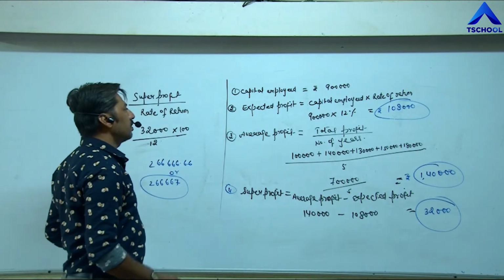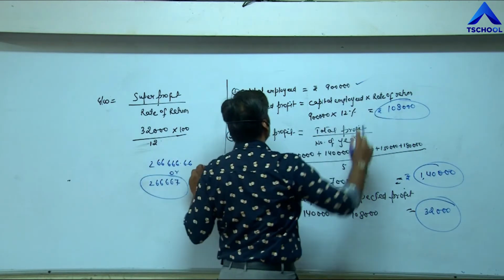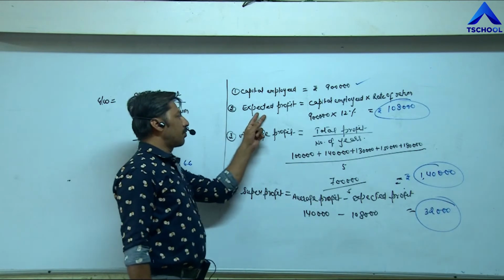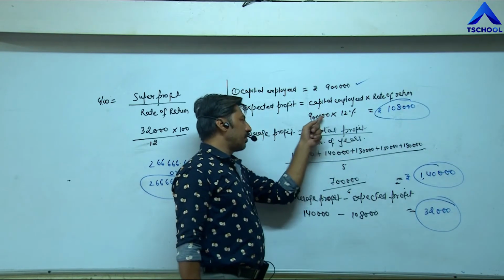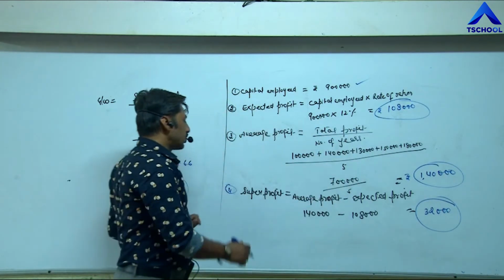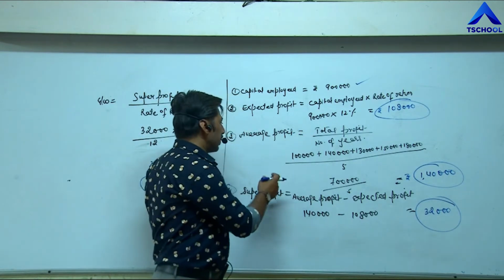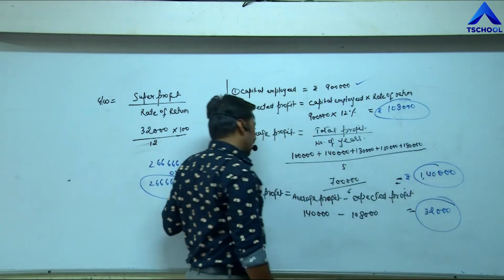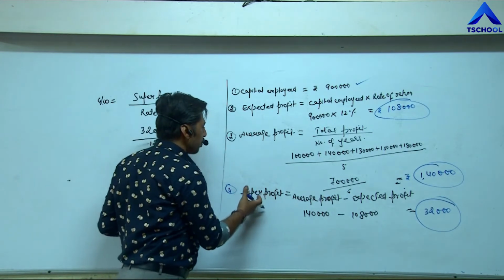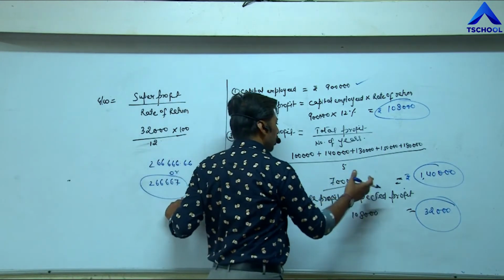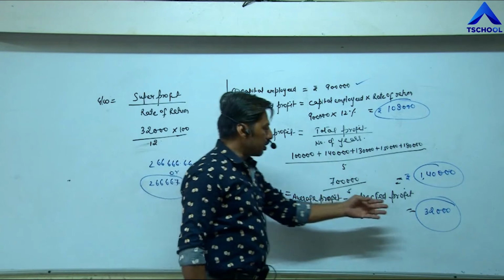So again, in this question, capital employed is given as 9 lakh rupees. Then we have to find expected profit: capital employed into rate of return, means 9 lakh into 12%. 12% of 9 lakh is 1 lakh 8,000. Then the third step, we calculate average profit. The formula is total profit upon number of years, and in this way we got 1,40,000 as average profit. After getting average profit, we calculate super profit. The formula is average profit minus expected profit: 1,40,000 minus 1,08,000 equals 32,000 rupees.